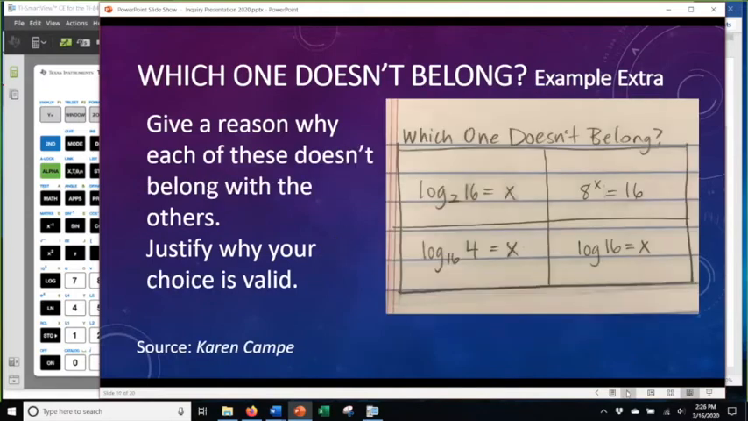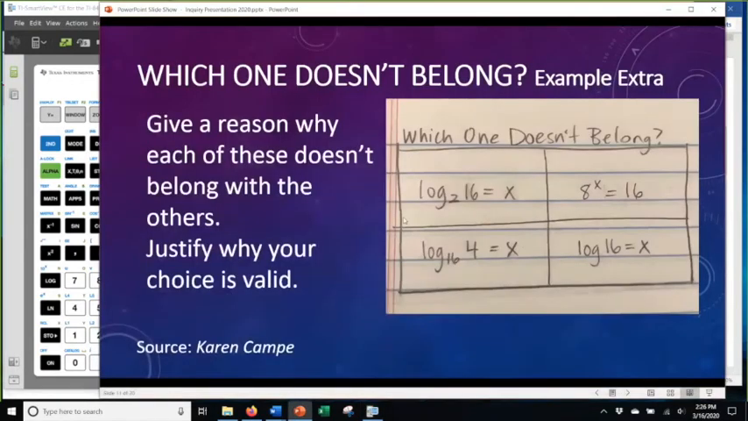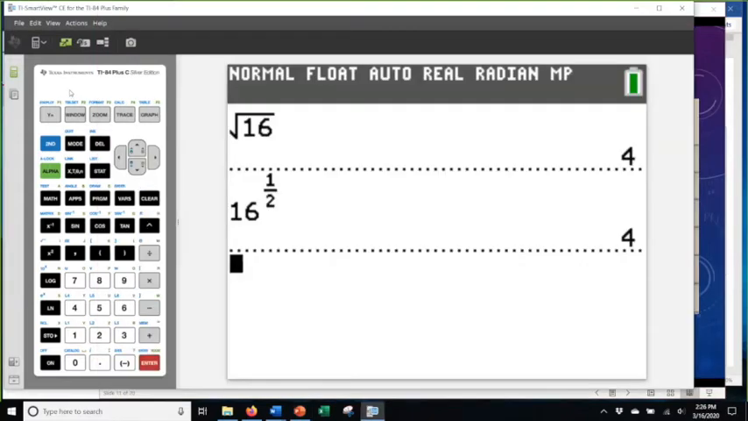And my last which one doesn't belong example came up when I was working with a student using different log and exponential functions. One of the things we have to be careful as teachers is when we have fantastic technology, we also have to make sure we know what the technology can and can't do. I want my students to be able to figure out what log base 2 of 16 is without a calculator. So we're going to make sure that they have that skill.